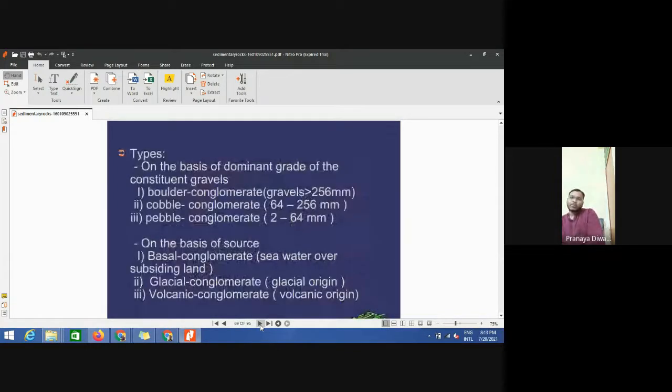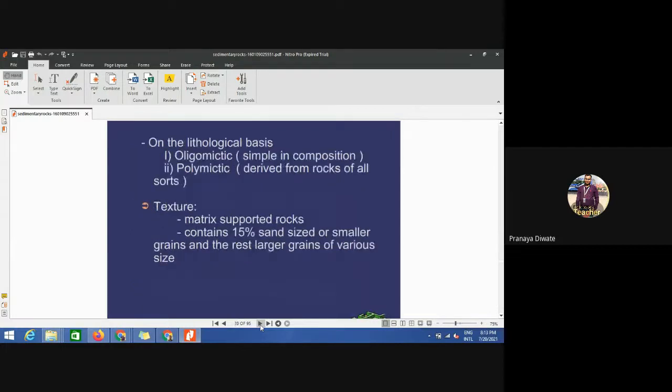Then you have the types of conglomerate. On the basis of the dominant grade of the constituent gravel: boulder conglomerate, cobble conglomerate, and pebble conglomerate. These are the three different types of conglomerate. On the basis of source: basal conglomerate, glacial conglomerate, and volcanic conglomerate. On the lithological basis, you have oligomictic and polymictic classification.